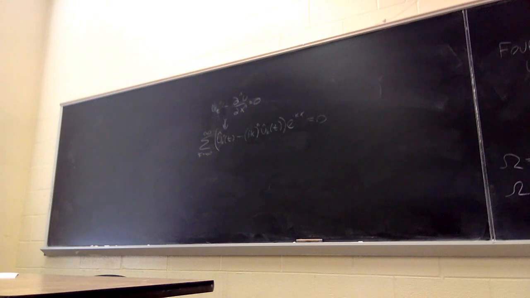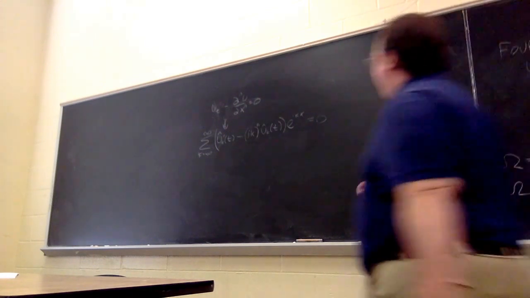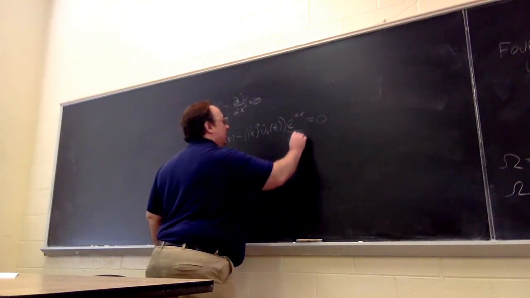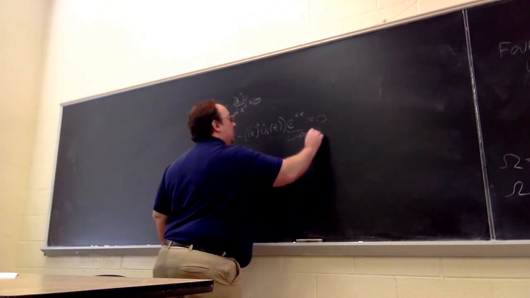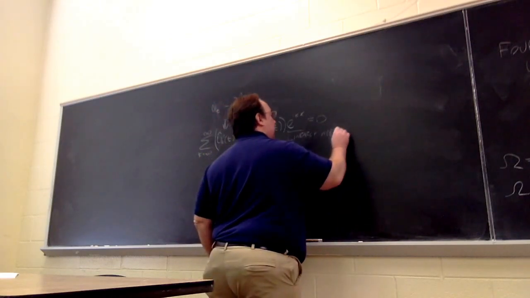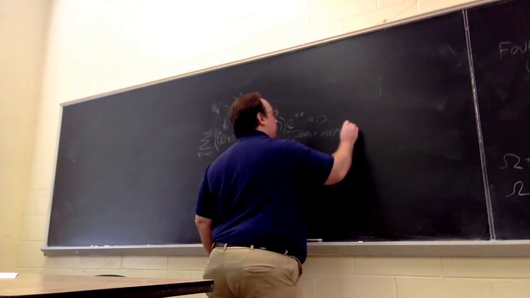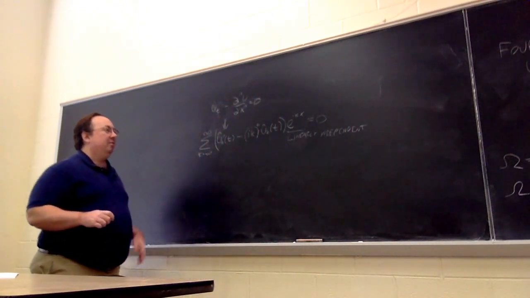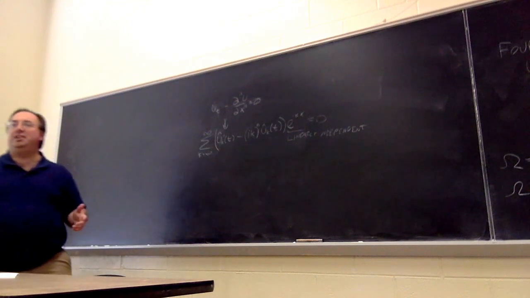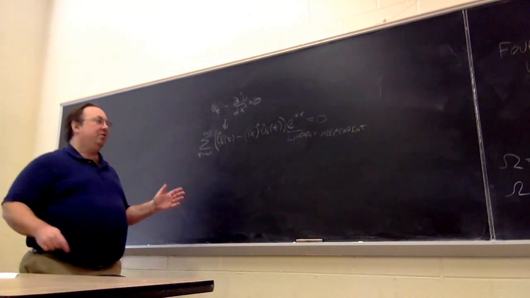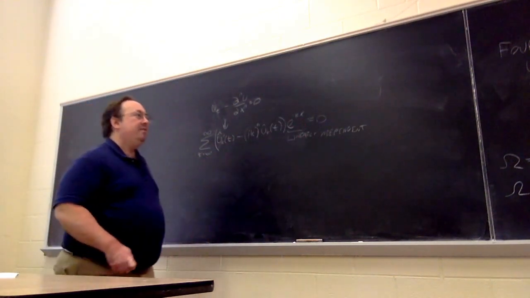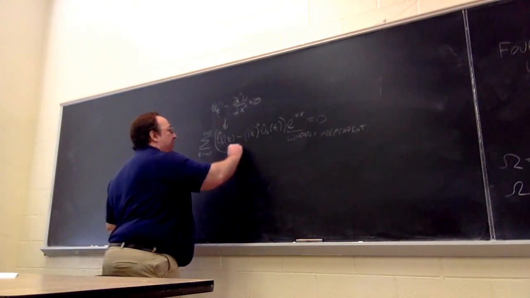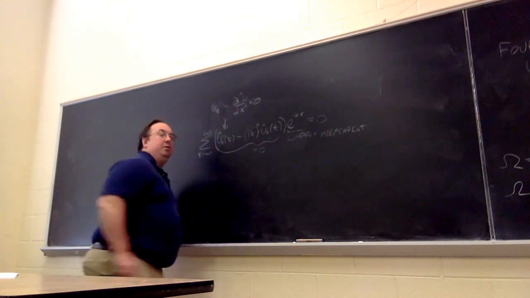Now, these functions, e to the i k x, are linearly independent. In fact, they're orthogonal, but right now what we need is the fact that they're linearly independent. What that means is, when you have a linear combination of linearly independent vectors or functions equal to 0, the only way that can happen, because that's the definition, is if all these coefficients are equal to 0.